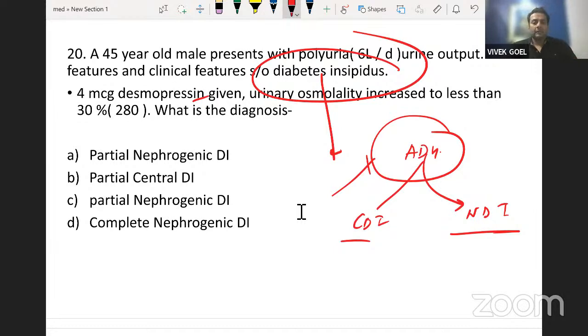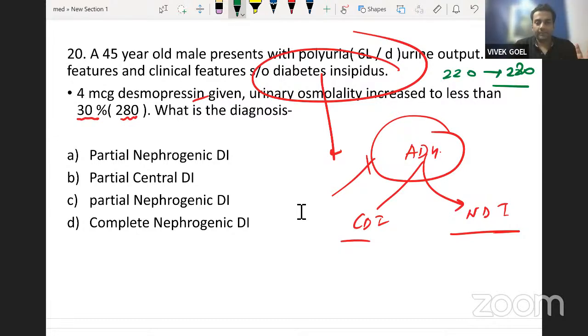After giving desmopressin, what should the urinary osmolality do? When you give ADH, an antidiuretic hormone, it will cause more reabsorption of water, and it will cause less water in the urine. So the urine osmolarity should be increased. Yes or no? It should increase. Now, the urine osmolarity increased by less than 30%, to around 280. Somebody told me it was 220 before, and now it has become 280. From 220, it became 280, but it increased only by about 30%.